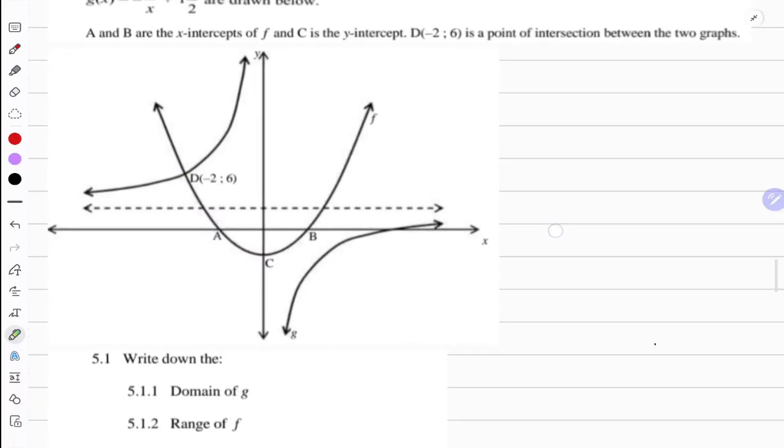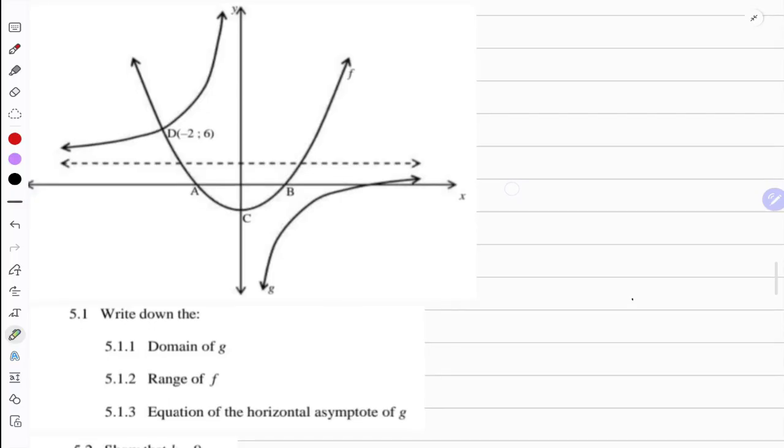Right. So the first question says we need to write down the domain of G. So I'm just going to highlight G. So G is this function. It's a hyperbola, and we need to find its domain. So the domain is all the x values for which the graph G exists on the Cartesian plane. So we can use a vertical line test.